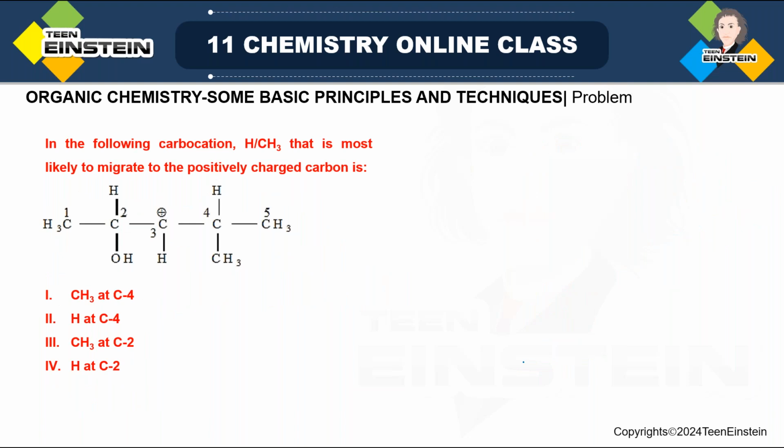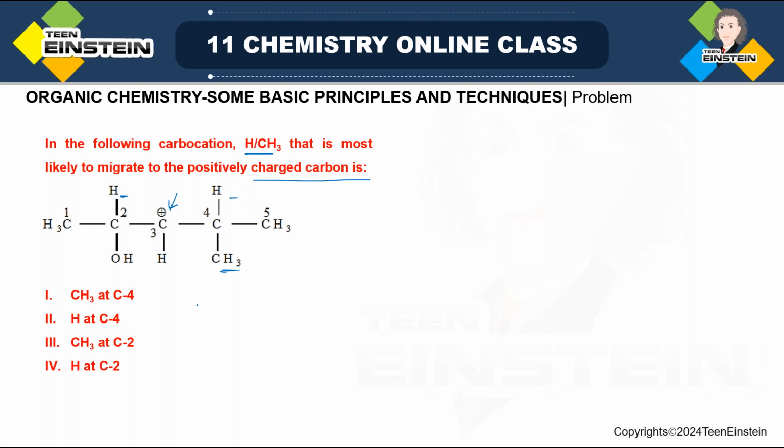Okay, so one more problem is there, but we are at the end of the session. Okay, let me discuss it. In the following carbocation, hydrogen or methyl, which is most likely to migrate to the positively charged carbon? So this is the positively charged carbon. Here you can see some hydrogen is there in the neighboring position. Here we have methyl also.